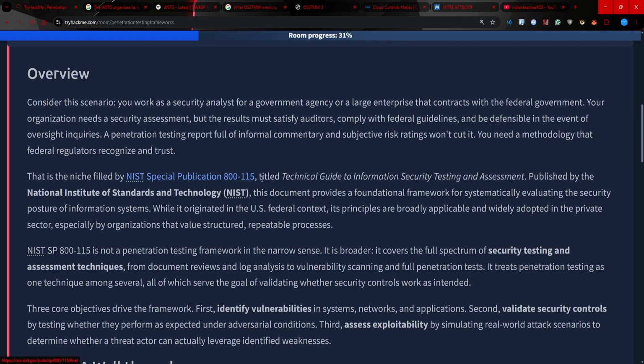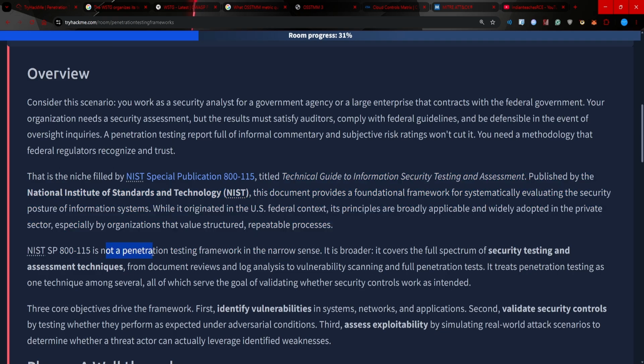Okay, yeah, NIST. I'll just call this NIST. It is titled Technical Guide to Information Security Testing and Assessment, published by the National Institute of Standards and Technology, NIST. This document provides a foundational framework for systematically evaluating the security posture of information systems. While it originated in the US federal context, its principles are broadly applicable and widely adopted in the private sector, especially by organizations that value structured, repeatable processes.